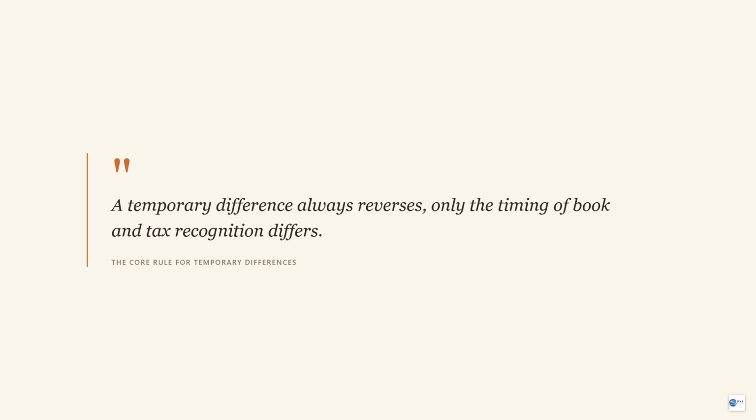Notice the pattern across all 6 examples. In every case, the total income or deduction recognized over the life of the asset or liability ends up the same for book and tax purposes. Only the timing changes. That is the defining test for a temporary difference. If it will reverse eventually, it belongs on the deferred tax schedule as a deferred tax asset or deferred tax liability.